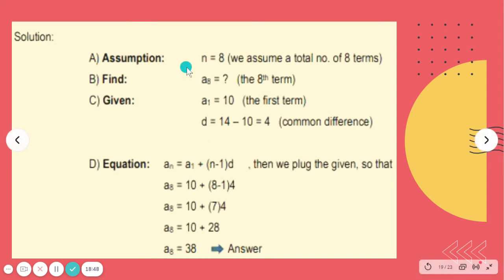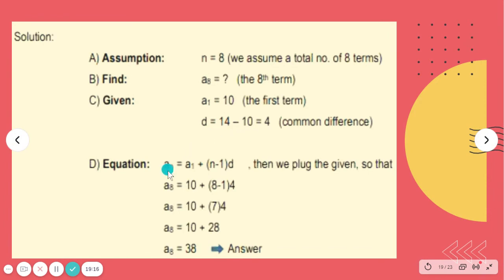Now, we need to find all the needed information. So our n is 8 because we are finding the 8th term. So we assume that there is a total number of 8 terms. And then our a sub n is a sub 8 because we're finding the 8th term. And then our a sub 1 is the first term. Of course, our first term in the sequence is 10. And then nakuha na natin yung common difference kanina, which is 4.